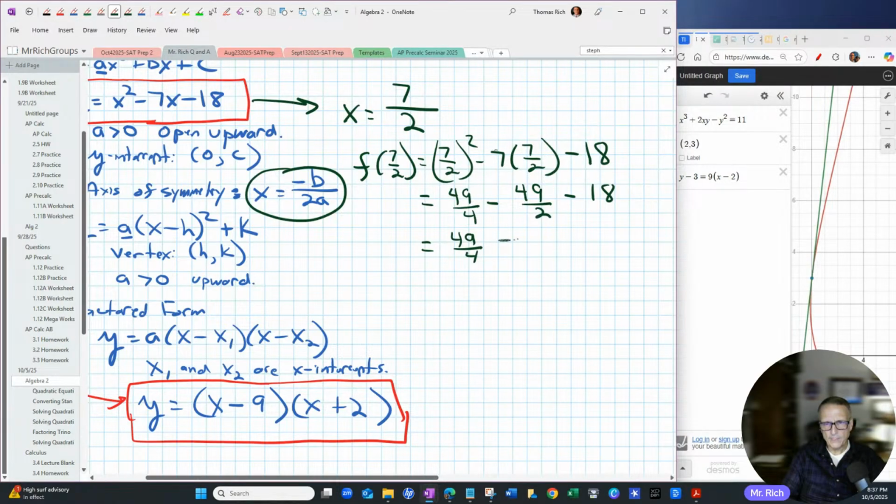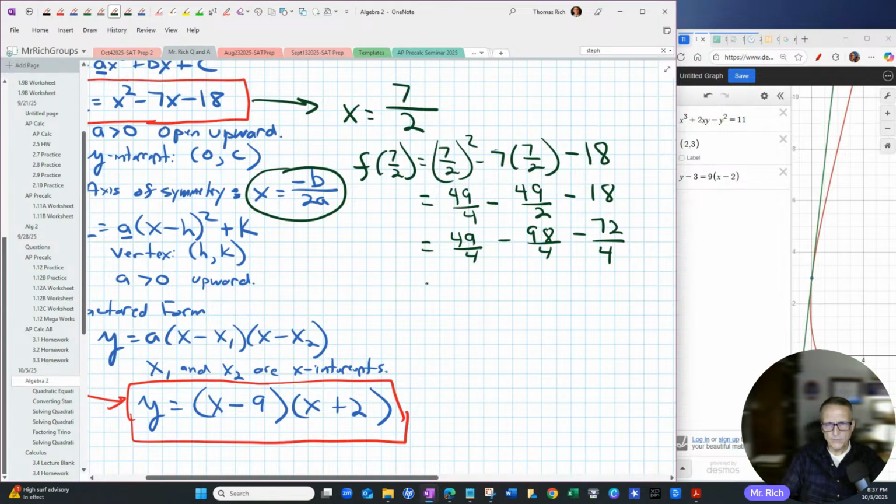This would make this 98/4, multiplying top and bottom by 2. And this would be 72/4, right? I would multiply this top and bottom by 4. So that gives me negative 72/4.